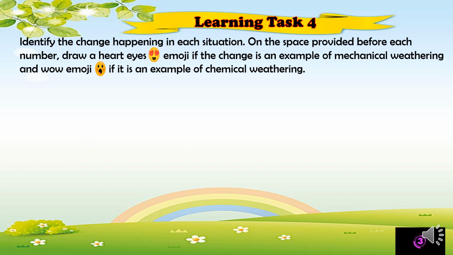For learning task 4, identify the change happening in each situation. On the space provided before each number, draw a heart eyes emoji if the change is an example of mechanical, and wow emoji if it is an example of chemical weathering.